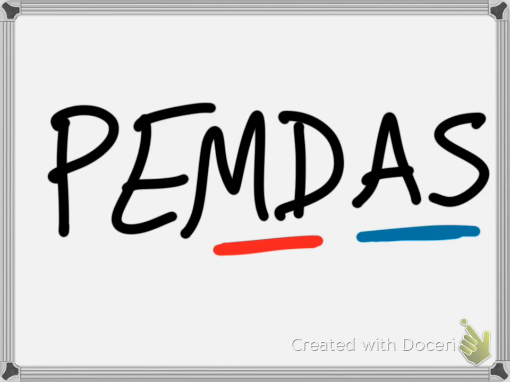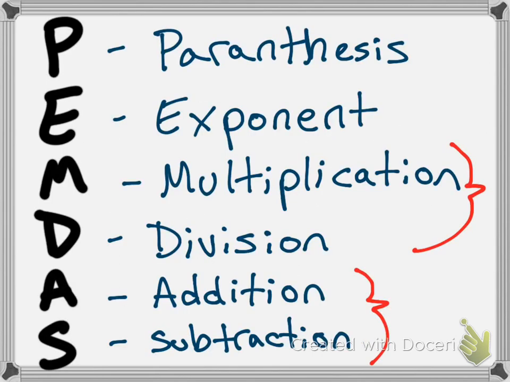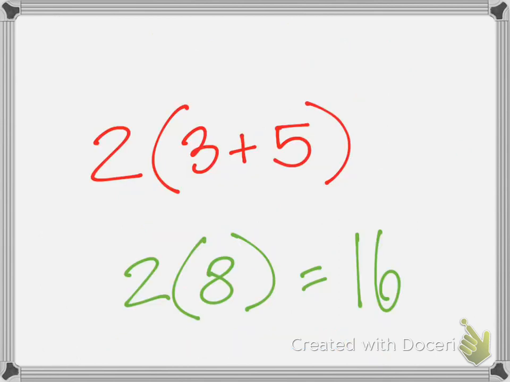So if you have a problem where it has division first, and then later we have multiplication, we don't need to do the multiplication first. What we do in those cases is we always go from left to right. PEMDAS stands for parentheses, exponent, multiplication, division, addition, and subtraction. And again, multiplication and division are the same thing, and addition and subtraction are the same thing. Here's a good example.